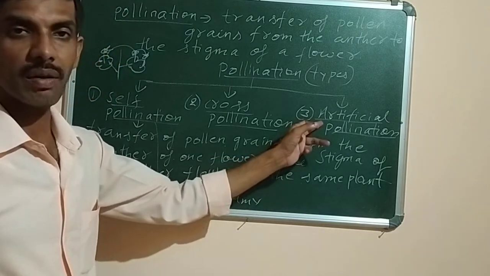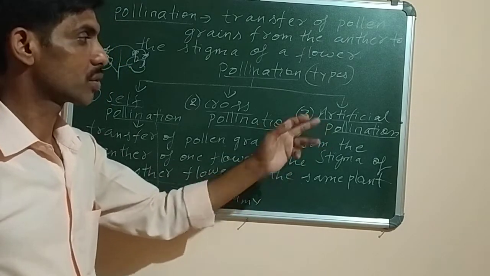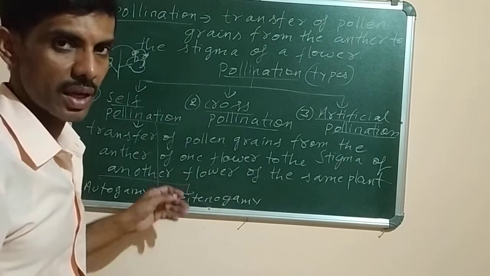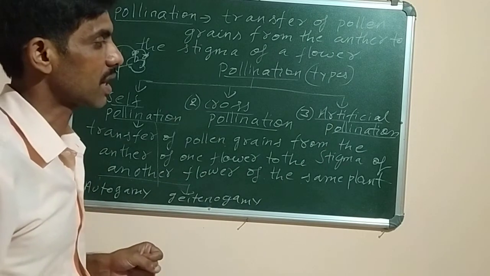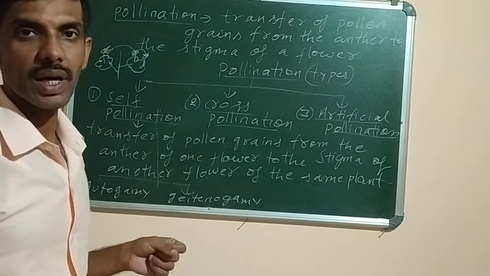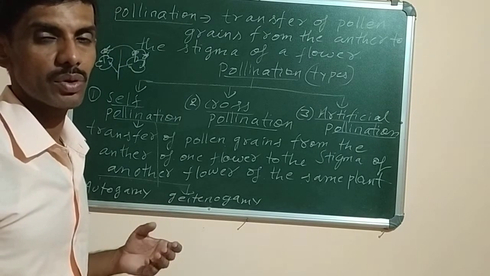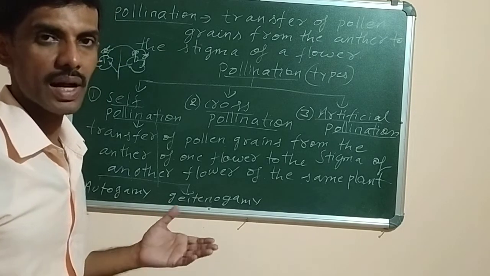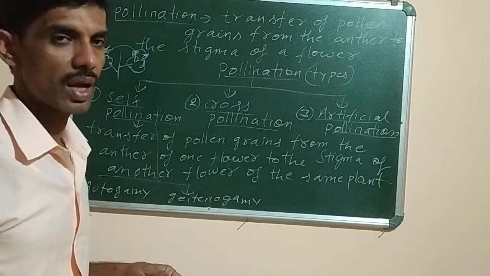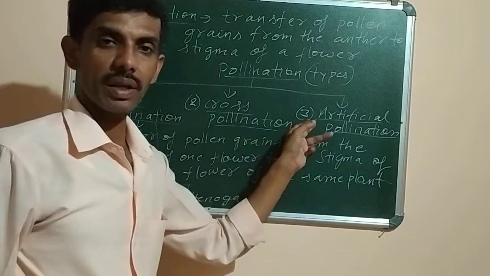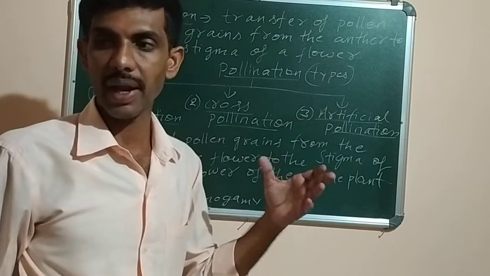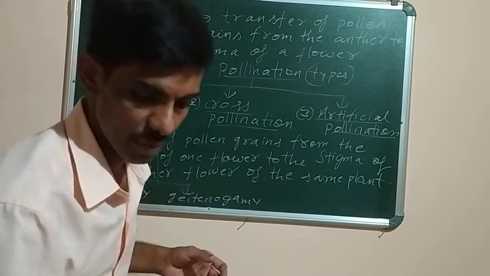It is beneficial for us, because we can raise such plants which are commercially important or which are hybrid, which can produce good varieties of seeds, and a large amount of grains can be produced, and it will be good for our use. So we can help to improve the variety of plants by artificial pollination.